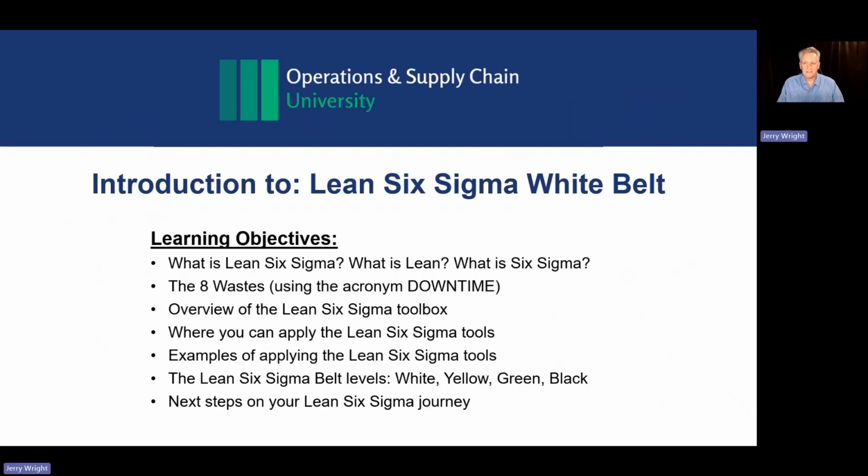So in the Introduction to Lean Six Sigma White Belt, we'll have several learning objectives, as you can see in here. We want to explore what is Lean Six Sigma, what is Lean, what is Six Sigma for that matter, and then we want to look at the 8 wastes using the acronym DOWNTIME. We'll do an overview of the Lean Six Sigma toolbox, and then where can you apply the Lean Six Sigma tools? Examples of applying Lean Six Sigma tools will also be shared, as well as the different Lean Six Sigma belt levels. We want to look at the white belt, the yellow belt, the green belt, and the black belt. And then what are the next steps that are logical for you on your Lean Six Sigma journey?